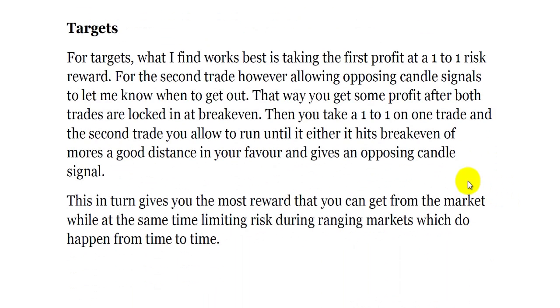Targets. For targets, what I find works best is taking the first profit at a 1-to-1. That's on your first trade, because you've got two trades, remember. For the second trade, however, allowing opposing candles to let me know when to get out. Now, what I mean by opposing candles, I mean opposing engulfing candles. Right, this is the engulfing trader strategy. So we know engulfing candles move the market very strongly. So it makes sense that we're waiting for an opposing engulfing candle in order to get out. That way you get some profit after both trades are locked in at break even.